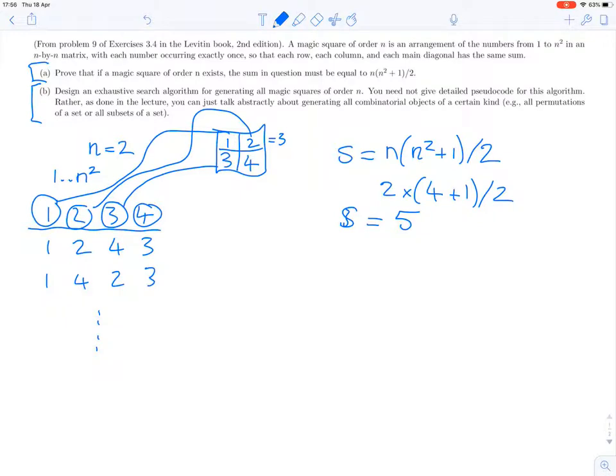Okay, so now we've generated this possible magic square, but we can see that the sum here is 3. So this one is not valid, so we can discard it. And the algorithm is now just going to work through all permutations, testing every row, every column, and every diagonal. As soon as one of them doesn't sum to S, we discard it. If we find one that does, then we label it as one of the possible magic squares. So that's it.